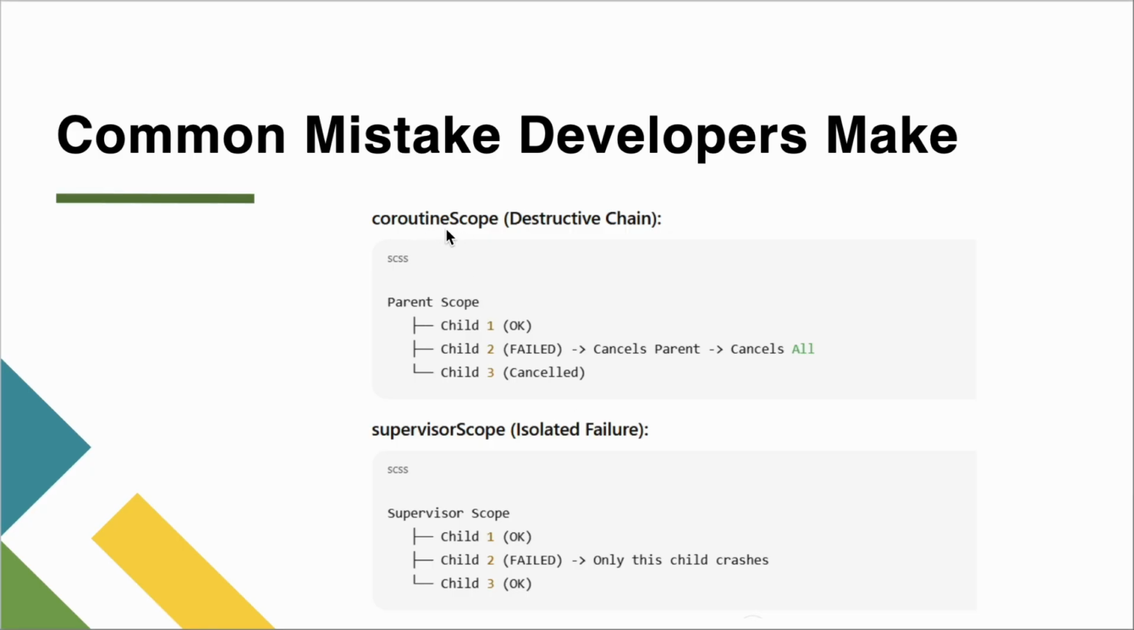For example, the coroutine scope is basically a destructive chain. If any one of the children fails, it cancels all. Versus supervisor scope, which is nothing but isolated failure. If any one of them fails, it still continues and will give you the result. As I've mentioned in the above slides, for the real use cases you should choose the correct scope, either coroutineScope or supervisorScope. You should be clear about your use case, which one is more apt and more relevant, and accordingly use that particular scope.